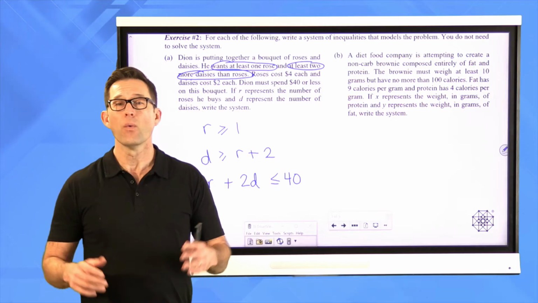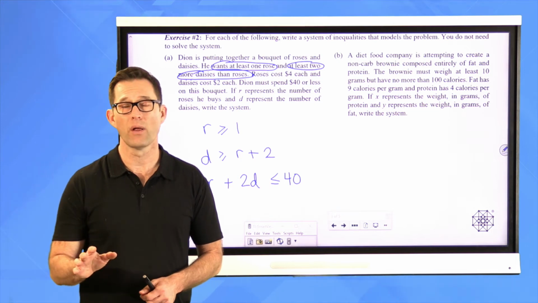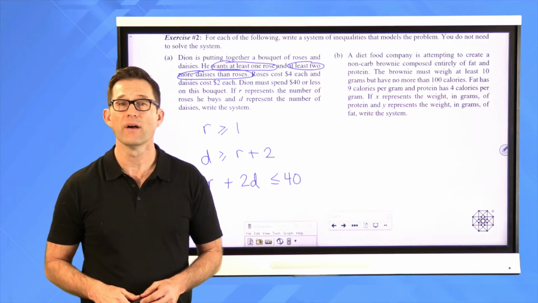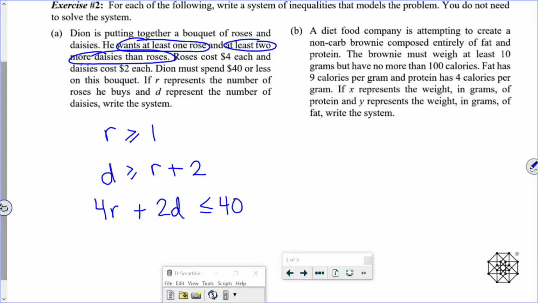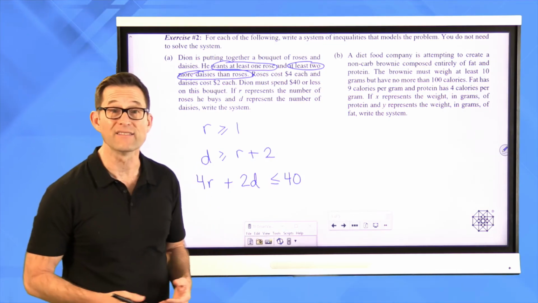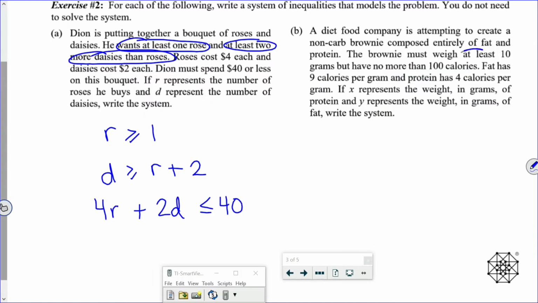All right, well, I'd like you to play around with this one again, but this time you'll have only 2 inequalities that you have to write down. All right, so why don't you pause the video now and see if you can figure them out. All right, well, let's look at the 2 constraints, right? That fancy word, the constraints. The brownie must weigh at least 10 grams, so that's one of them, but have no more than 100 calories.